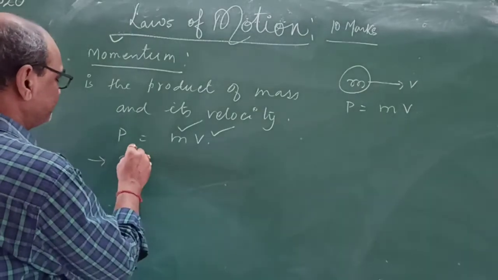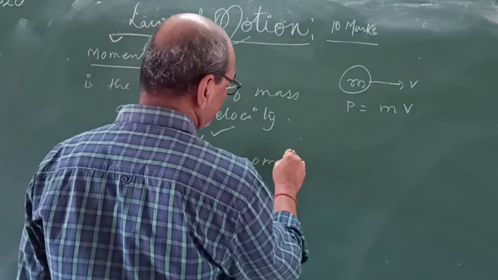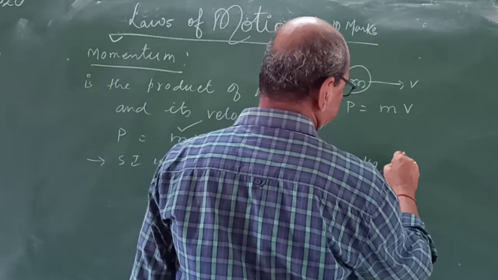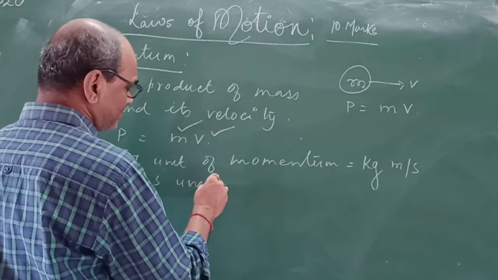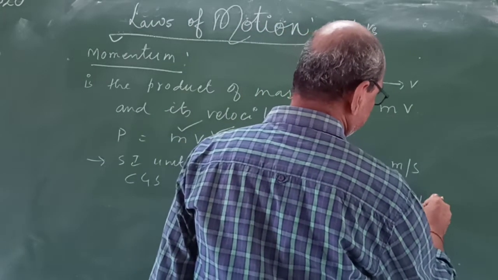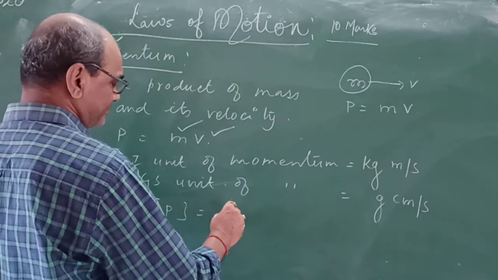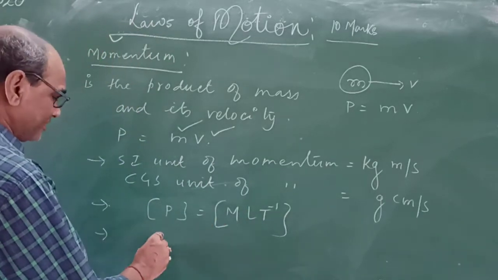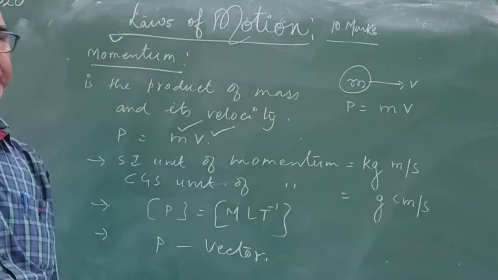SI unit of momentum is kg meter per second. CGS unit of momentum is gram centimeter per second. Dimension formula of momentum P is equal to MLT minus 1. Momentum is a vector quantity because the direction of velocity is the direction of momentum.